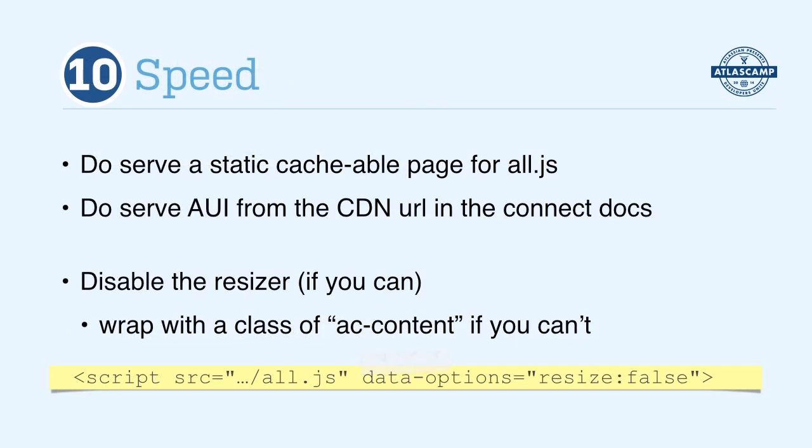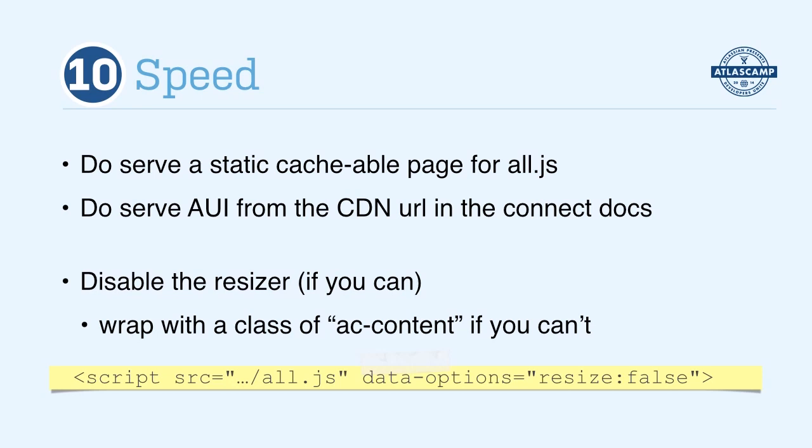So, speed. We're not embedded anymore. We're in an iframe. There's HTTP requests, right? HTTP requests mean latency. Latency usually means degraded user experience. And that's something that we're pretty passionate about.